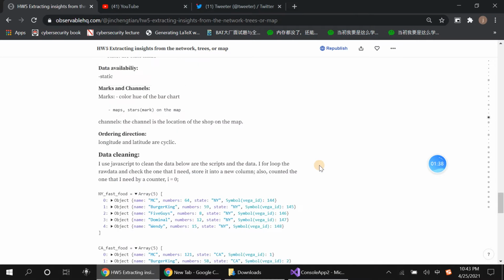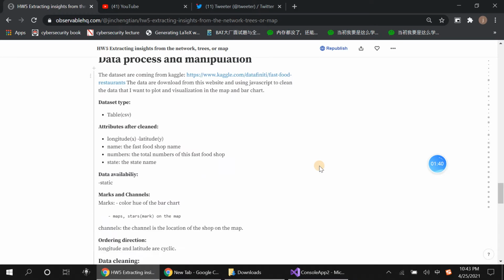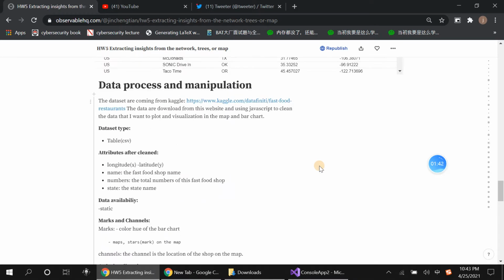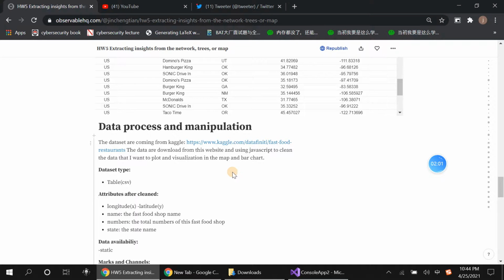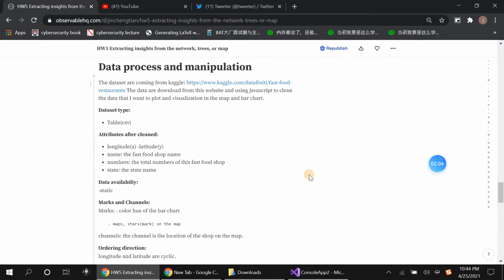For the data manipulation part, all of the data sets are tables, and after the cleaning we have four columns and attributes. The first one is the longitude and the latitude, and the second one is the name of the restaurant and the number of the restaurants calculated for the two states, and also the state name.